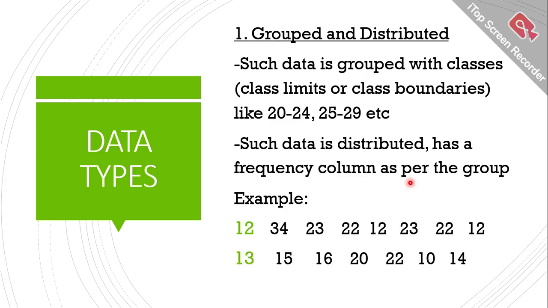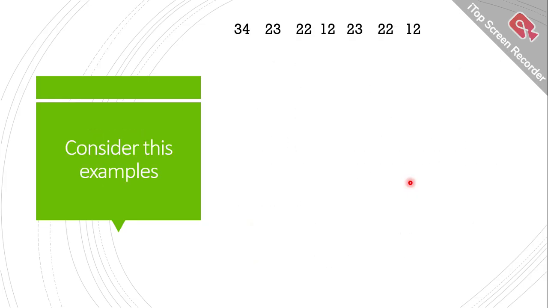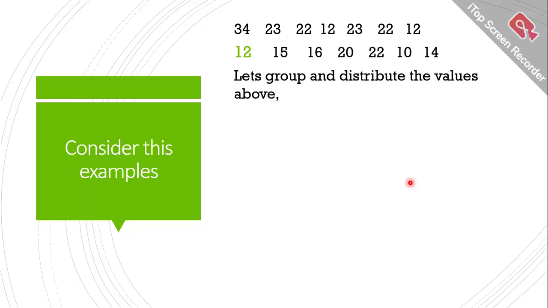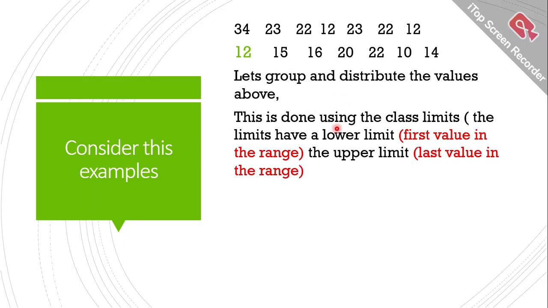For example, we are considering this data, still the one you copied previously. When you check that data, we want to group and distribute these values. This is done by using something called a class limit. If you're going to group and distribute any values provided, you need to use what we call a class what? A class limit. Tell your neighbor, class limit.